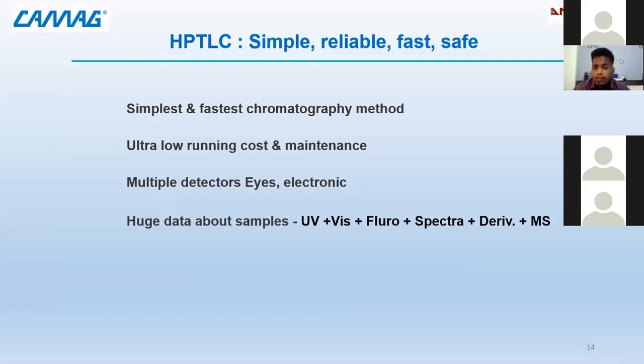Multiple detectors are there. With normal eyes we can see, but there are also electronic devices like the visualizer and scanner. And after finishing the analysis, you will get UV data, visible light data, fluorescence data, the spectrum, derivatization data, and MS data. So you will get huge data for your samples.